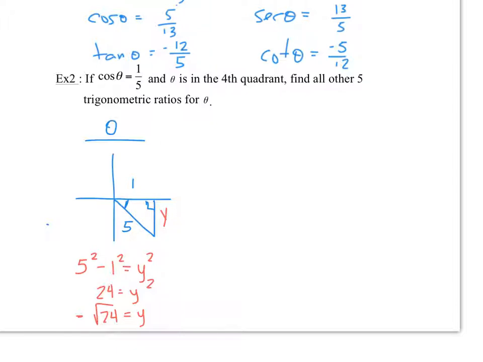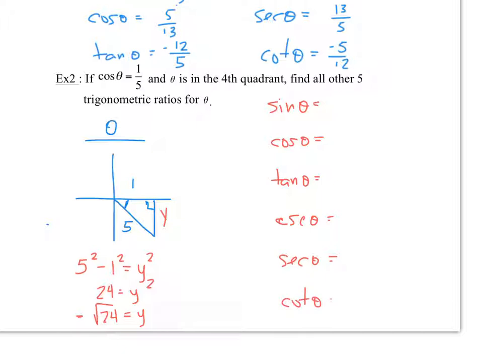So, find all other 5 trigonometric ratios. Well, all other 5 trigonometric ratios come directly from this. So I'm going to write them out here. We have sine. We already have cos, but I'm going to write it down just to make sure we write them all down. So tan theta, and then I'm going to write all the reciprocal ratios.